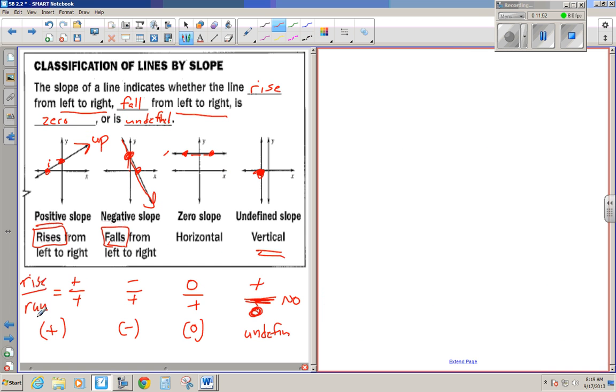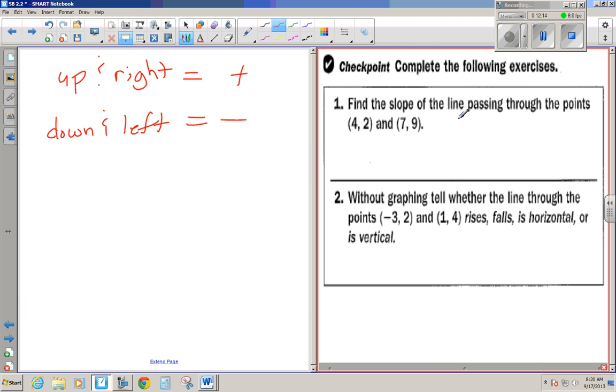So I'm going to add a couple of extra notes in here. Please remember that up and right equals positive, down and left equals negative. Please remember that. All right, so let's do a checkpoint.